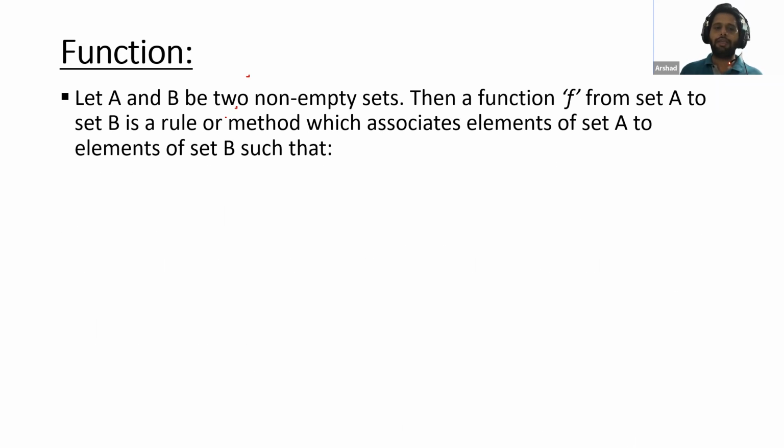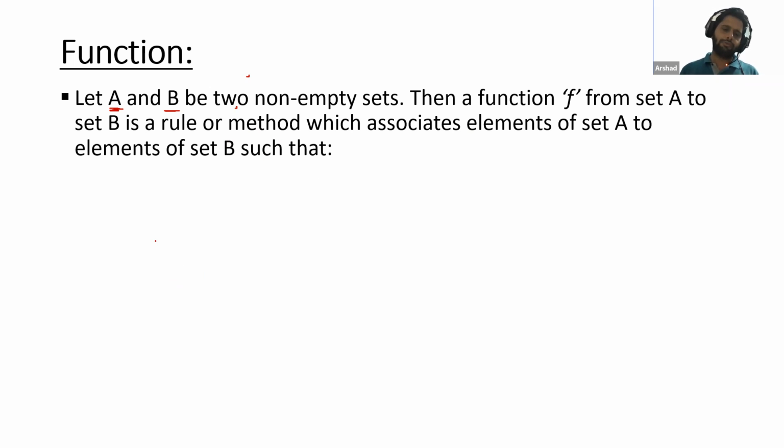Please check here. Let A and B be two non-empty sets. You know what a non-empty set is. So we have two sets A and B which are non-empty. Then a function f from set A to set B is a rule or method which associates elements of set A to elements of set B such that. It is better if I represent this by an arrow diagram.